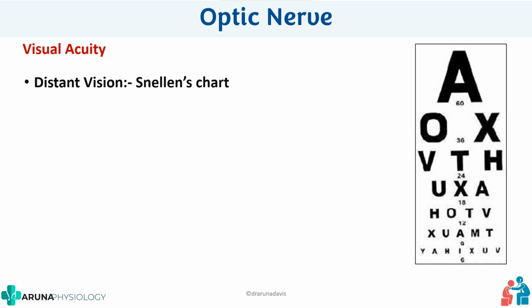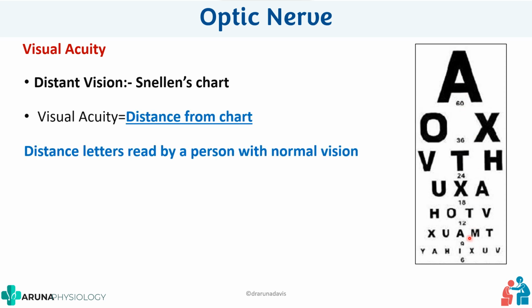Now, one thing you have to remember is, why do we need this Snellen's chart, or what are these numbers present here? The formula for visual acuity is the distance from the chart divided by the distance at which the letters are read by a person with normal vision. So these numbers 60, 36, 24, 18 are the distances at which the letters can be read by a person with normal vision. For example, this big A can be read by a person who is 60 meters away, provided he has normal vision. That is the formula.